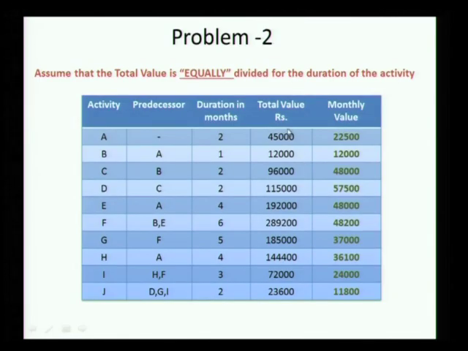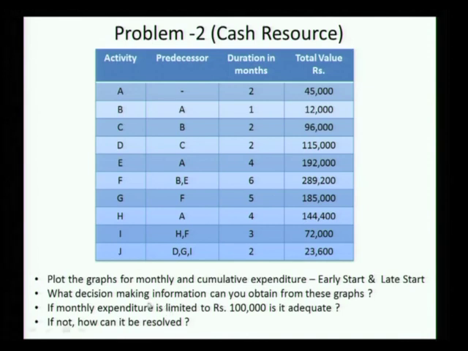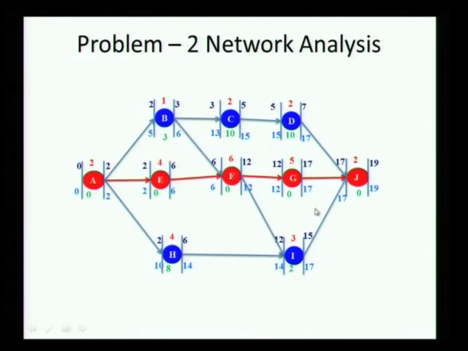Okay, so here we have assumed equally, so we have taken just the total value here, and then divided by the number of months to see the monthly value. So this gives you the monthly expenditure on each of the activities. Is that okay? Now, the first point we want to address is to find out, if I am going to be doing this activity on this schedule, how much money will I be spending each month?